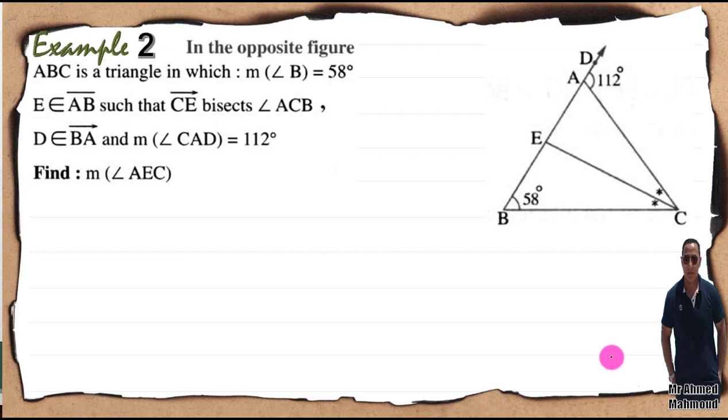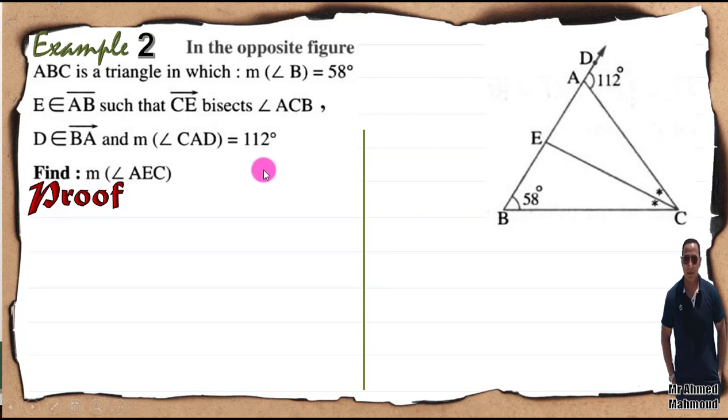Example 2. In the opposite figure, ABC is a triangle in which angle B equals 58 and E belongs to AB. CE bisects angle ACB. The two angles here are equal. D belongs to BA. That means this is a straight angle at angle A. Angle CAD equals 112 degrees. Find the measure of angle AEC.